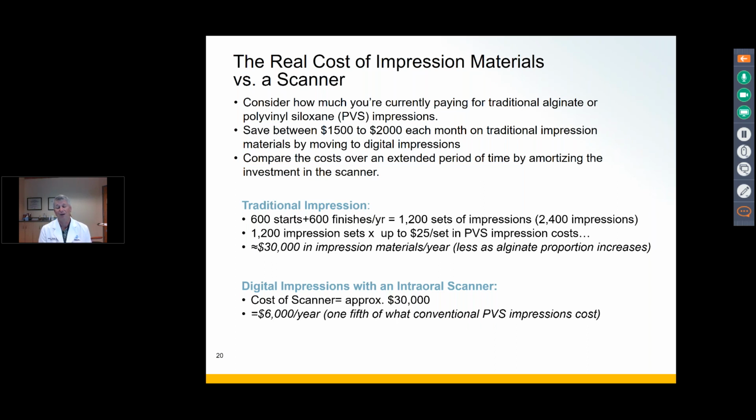So it doesn't take long, and it's not a lot of hard math to figure out that this is going to pay for itself. Financing it over time or buying it outright, you're going to make the return on investment.